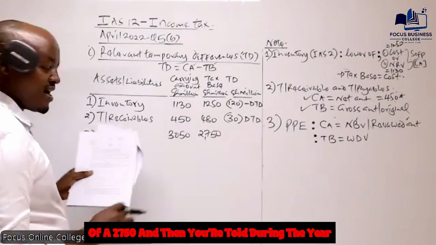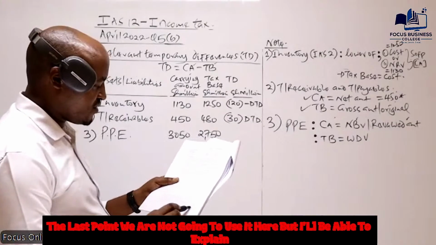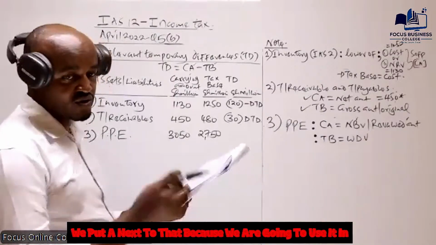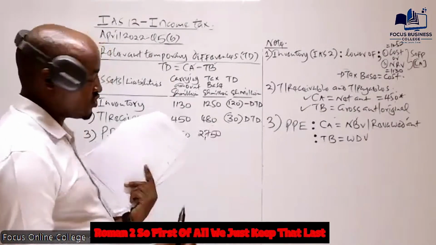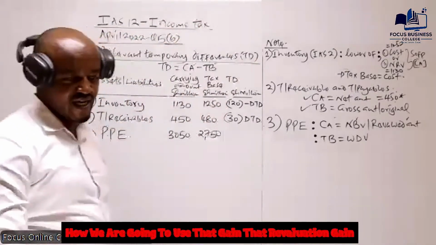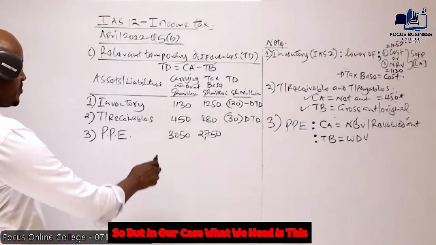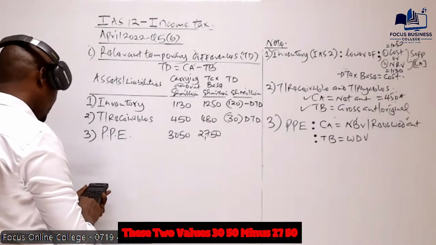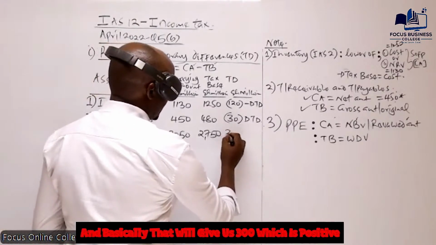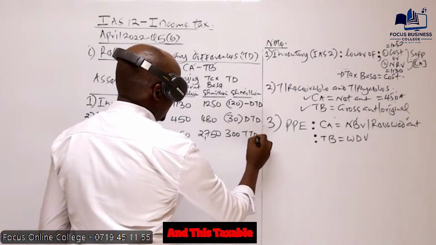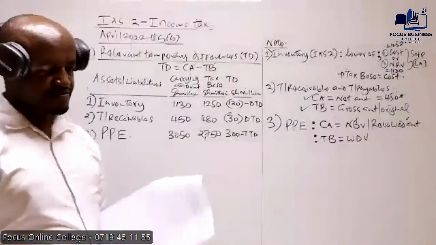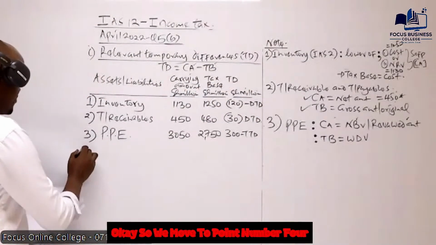And then you're told during the year, I'll be able to explain the last point. We are not going to use it here, but first of all, we put an X to that because we are going to use it in answering Roman 2. I'll explain how we are going to use that revaluation gain. But in our case, what we need is these two values, 3050 minus 2750. Basically that will give us 300, which is positive, and this is a taxable temporary difference. Okay, so we move to point number 4.